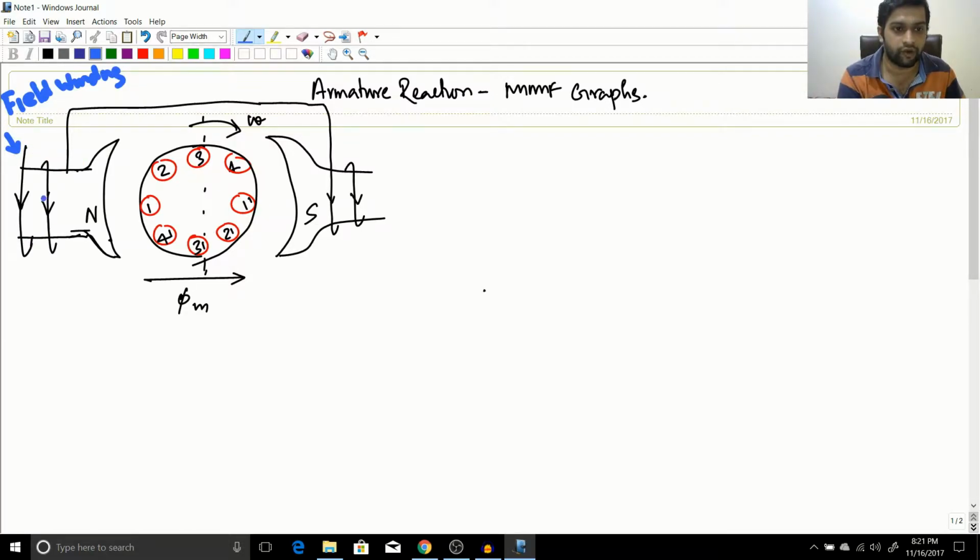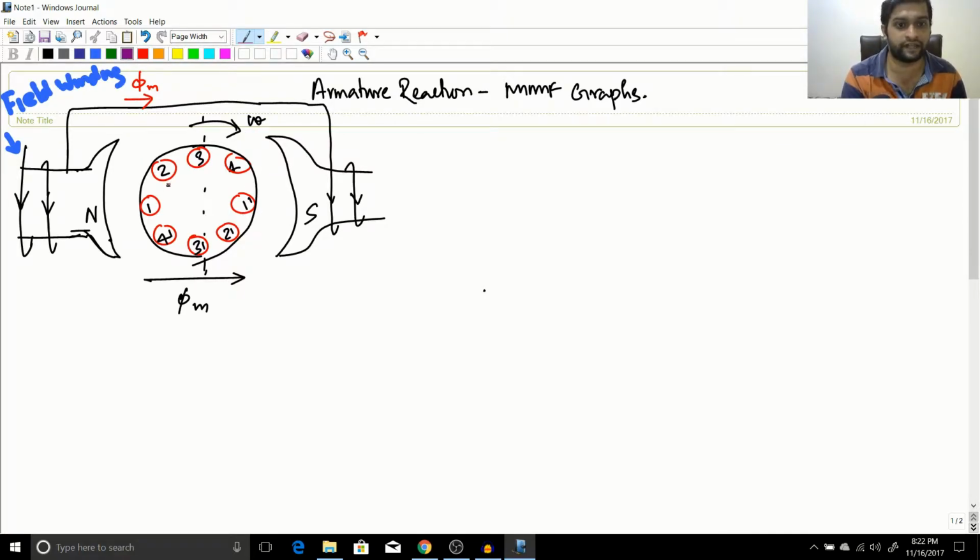So I have wound the ferromagnetic material with windings. I have supplied some current which will produce a polarity from north to south in this direction. The rest of the things are all similar, but here I have reversed the direction of rotation. That is for a better explanation in the graph. Nothing is going to change, but for my easy explanation I have shifted the direction of rotation from counterclockwise to clockwise.